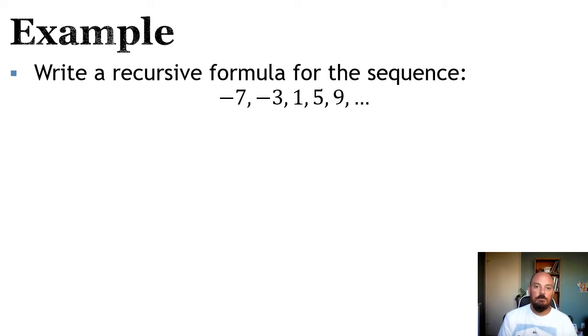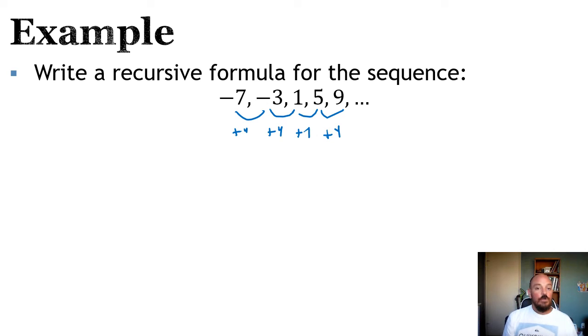So let's try that question backwards. Let's write a recursive formula for this sequence right here. Now, if you're writing a formula for a sequence, the first thing you want to do is look for a pattern. What I usually do is check for arithmetic and geometric first. And it looks to me like this is arithmetic. Looks like we're adding 4 each time. This is plus 4. This is plus 4. This is plus 4. This is plus 4. So yeah, I think this is arithmetic, and we're adding 4 each time.